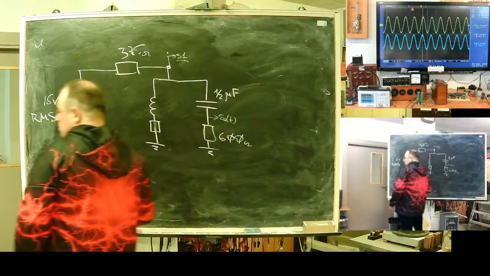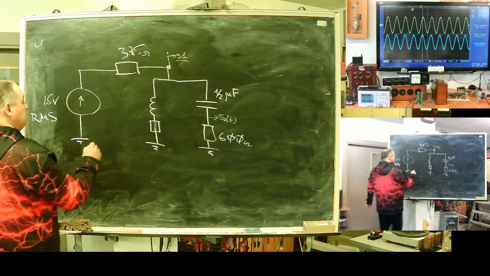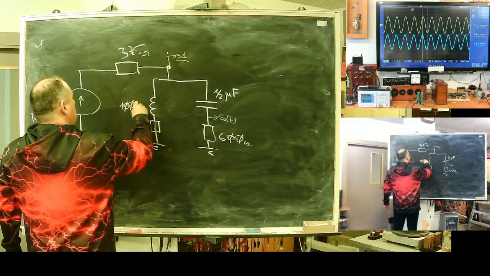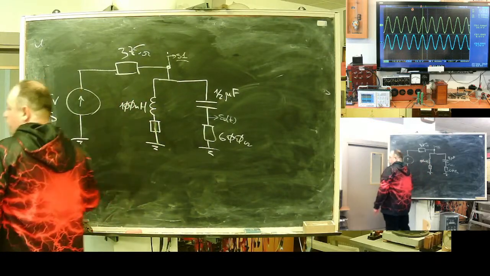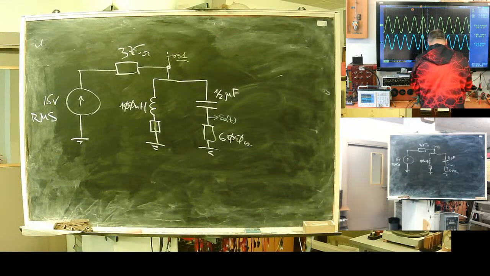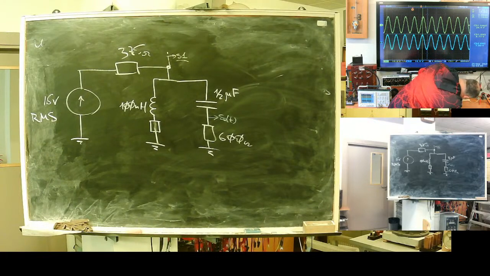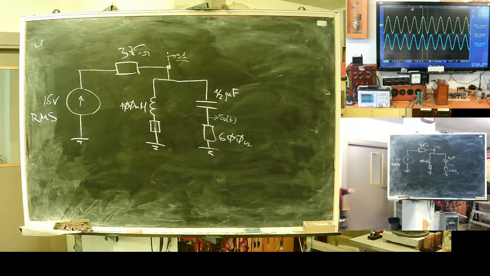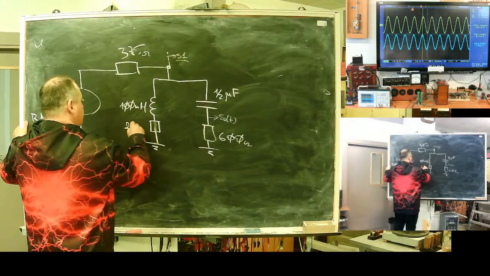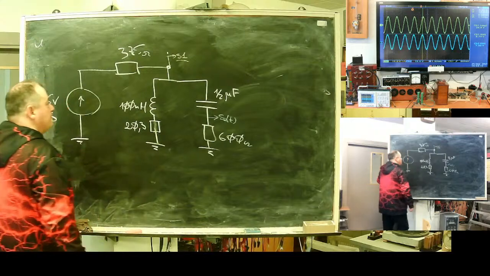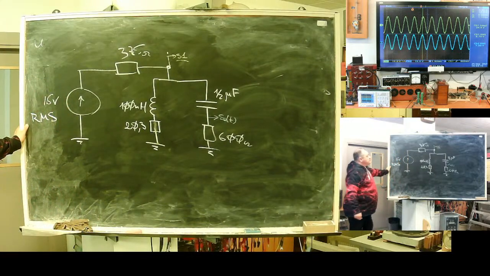Ground. And what about the coil? My coil is 100 millihenry, but it's not an ideal coil. It also has a wire resistance of 20.3 ohms. So its internal active resistance is 20.3. Here is my network.